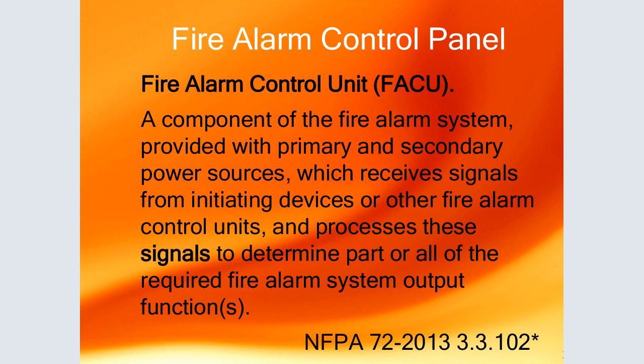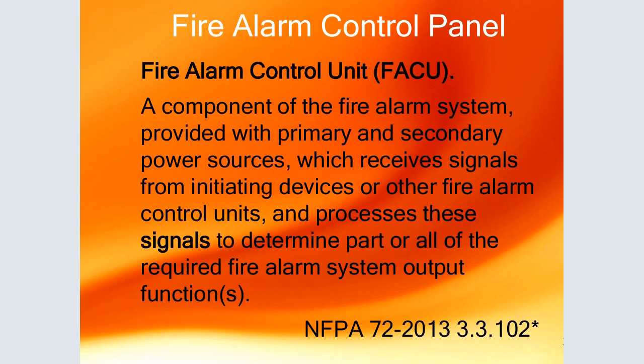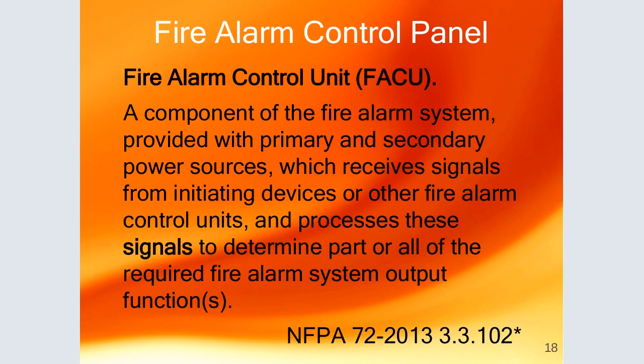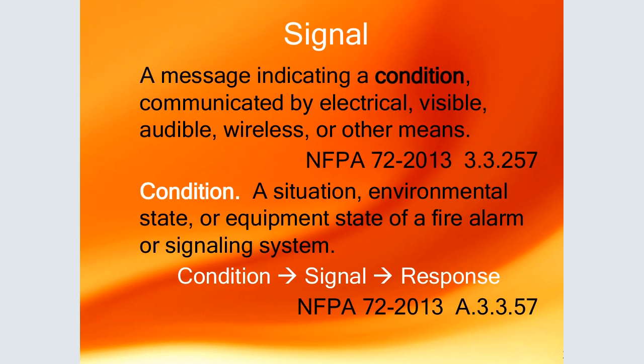We said that the control panel is like the brain or the engine of the system, meaning the circuit will be installed in the panel. So the fire alarm control unit is a panel. It is a component of the fire alarm system provided with primary and secondary power sources, which receives signals from initiating devices or other fire alarm control units. It processes these signals to determine part or all of the required fire alarm system output functions.